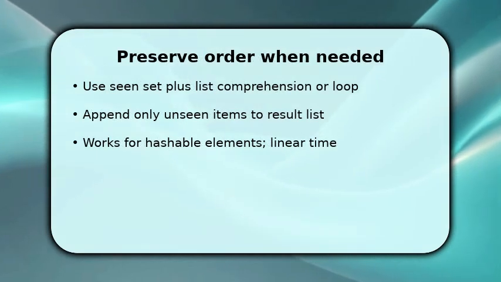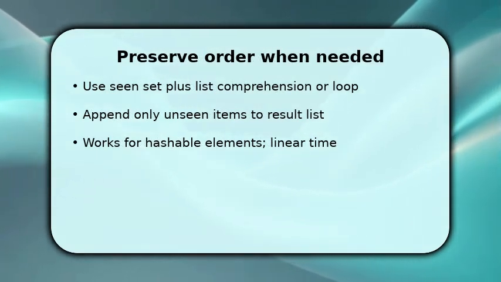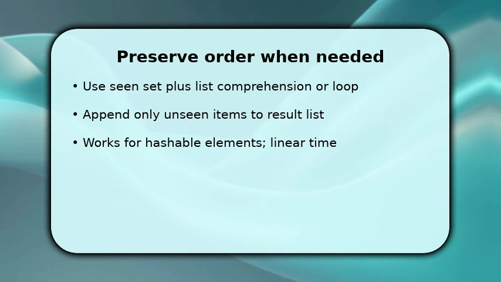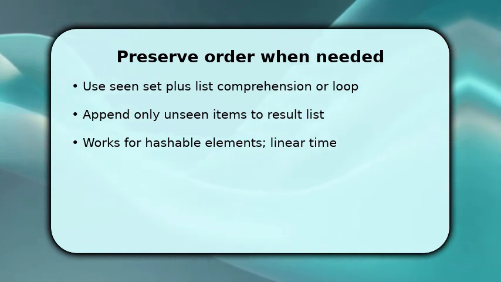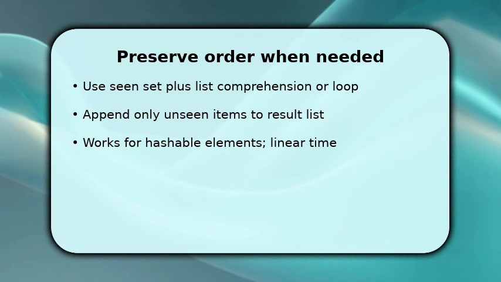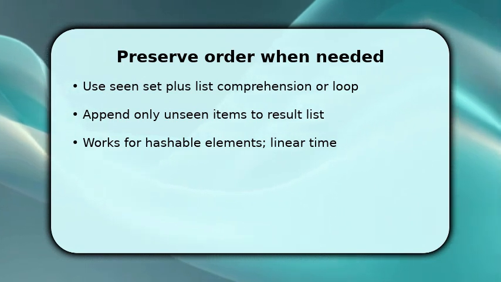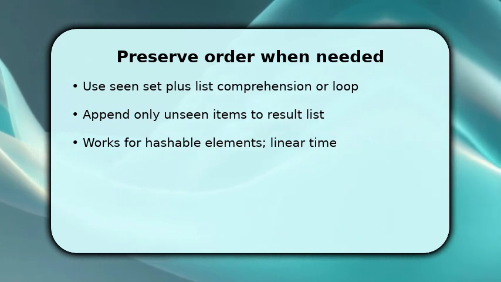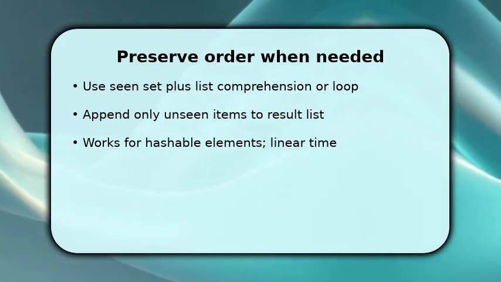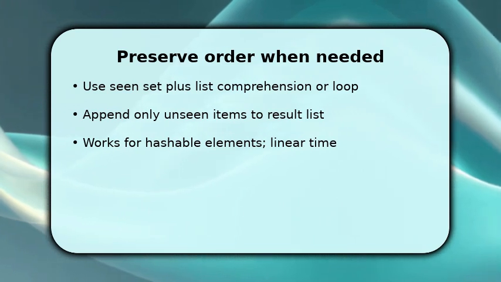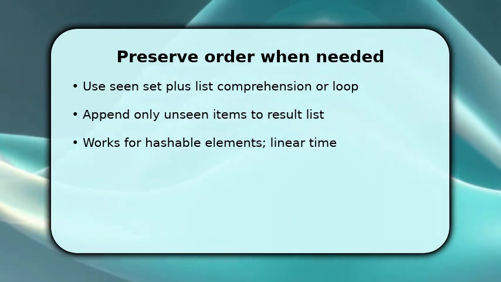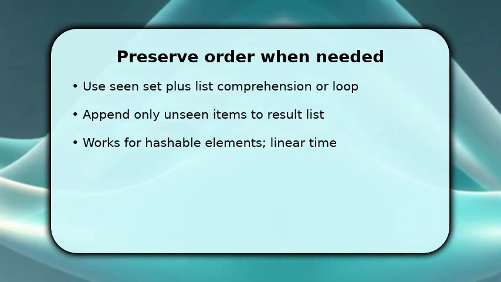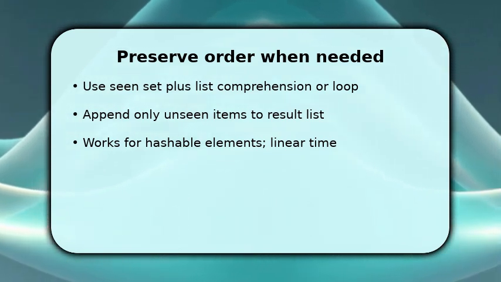If order matters, use a seen set and either a simple loop or a comprehension. seen = set(). result = [x for x in old_list if not (x in seen or seen.add(x))]. You do this because seen.add(x) returns None, so the comprehension both checks and records items in one pass. Once done, result holds the first occurrence of each element in original order. This method runs in linear time and avoids extra sorting. It preserves sequence identity while removing duplicates efficiently.